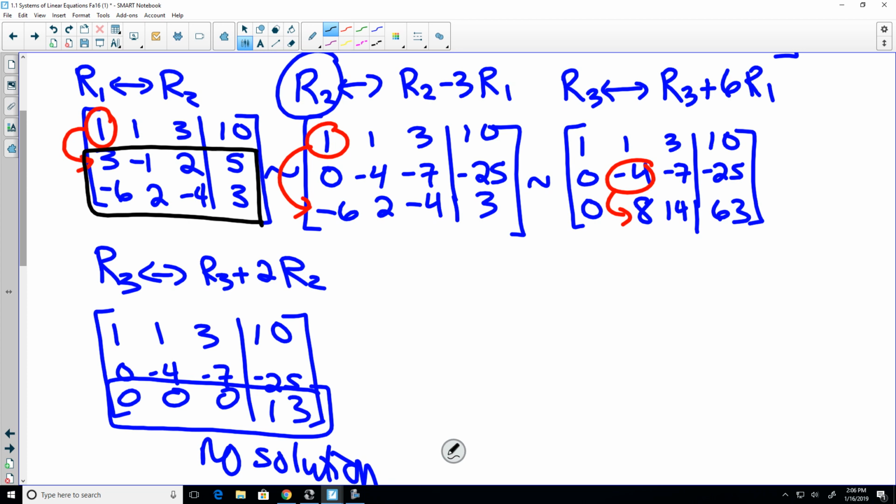What if it comes out with a solution? Would you still need to make the negative 4 a 1? Yes. You keep going, yep. If you get 0 here, you make that a 1, and then you do the rest.